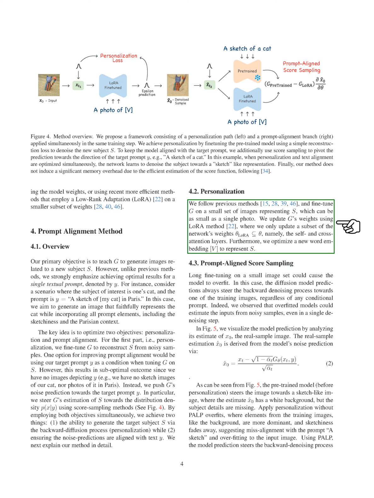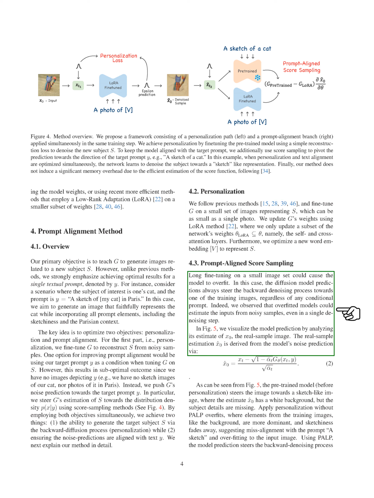Section 4.3 Prompt-Aligned Score Sampling. In this section, we'll discuss two key aspects of our research: prompt-aligned score sampling and how to avoid oversaturation and mode collapse. Let's start with prompt-aligned score sampling. When we fine-tune a model on a small set of images for a long time, it can lead to overfitting. This means that the model's predictions always guide the denoising process towards one of the training images, regardless of the prompt. We noticed that overfitted models could even guess the inputs from noisy samples in just one denoising step.